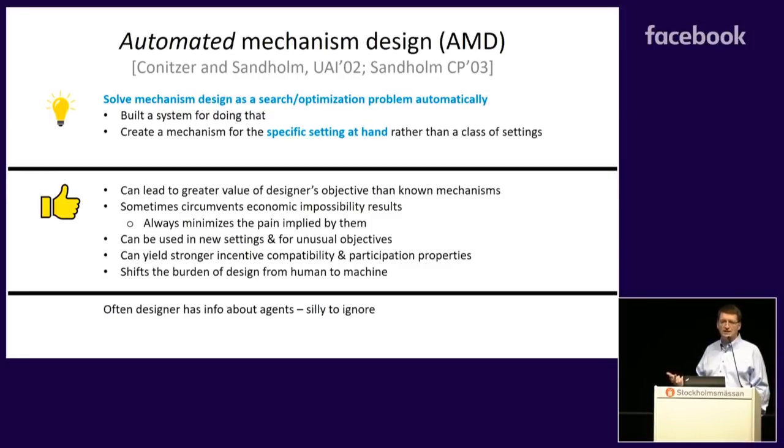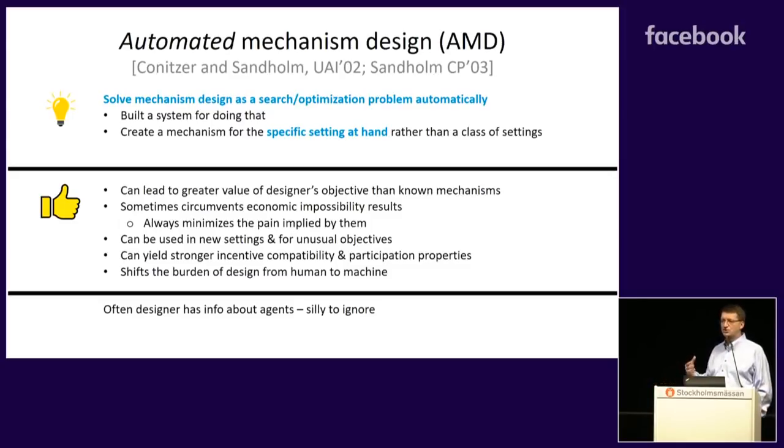And when you actually design to the specific class at hand, you might be able to do better than you could do for a whole broad class of settings. Secondly, and related to the first point, sometimes this circumvents economic impossibility results. And it always minimizes the pain caused by them. What do I mean here? Well, there are seminal impossibility results in mechanism design coming from economics that say that in a certain class of situations, nothing works. Let me give you one example, maybe the most famous example.